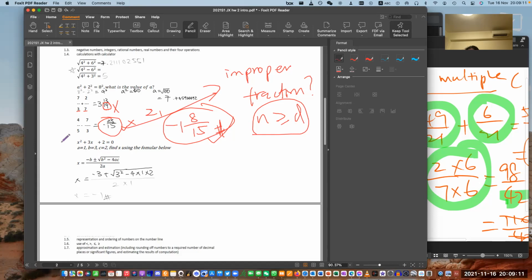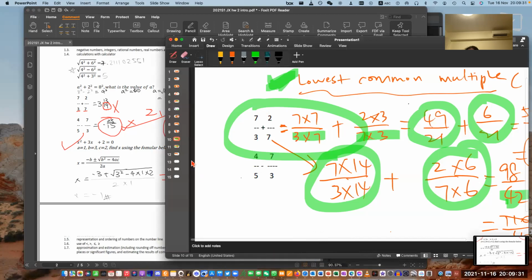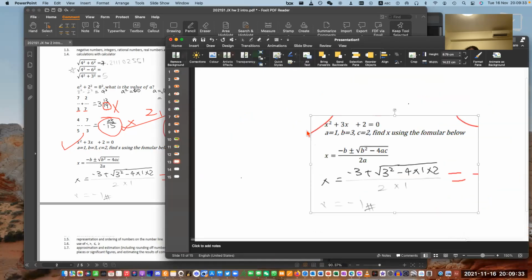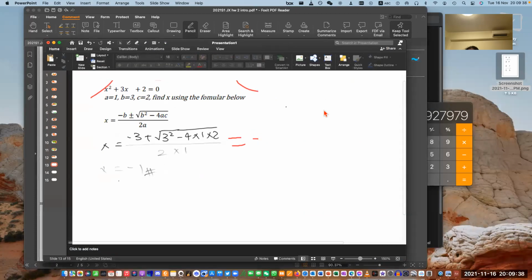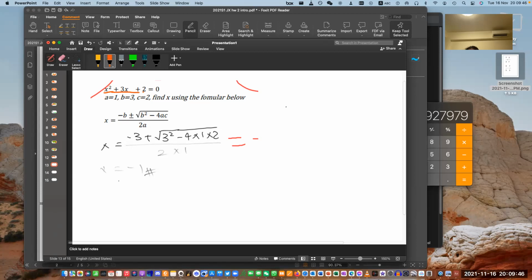Oh, this is the one I want to talk about. Okay, I look at your answer and then you did not continue. I don't know why. So let's get it out and let me do it on PowerPoint. Okay, so in fact, this is x squared plus 3x plus 2 equals 0.